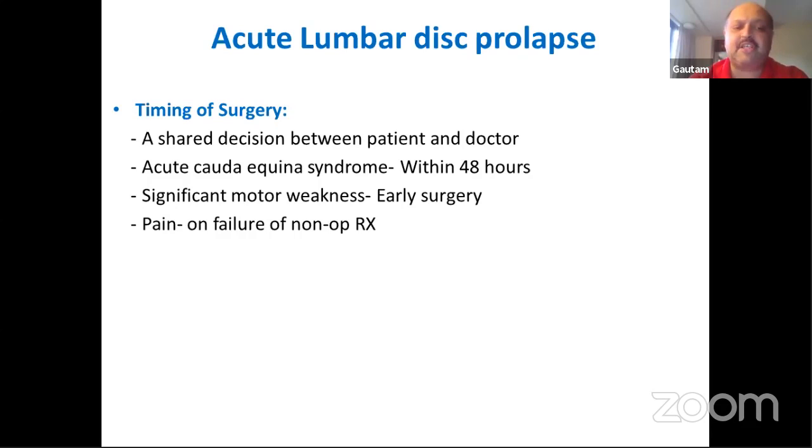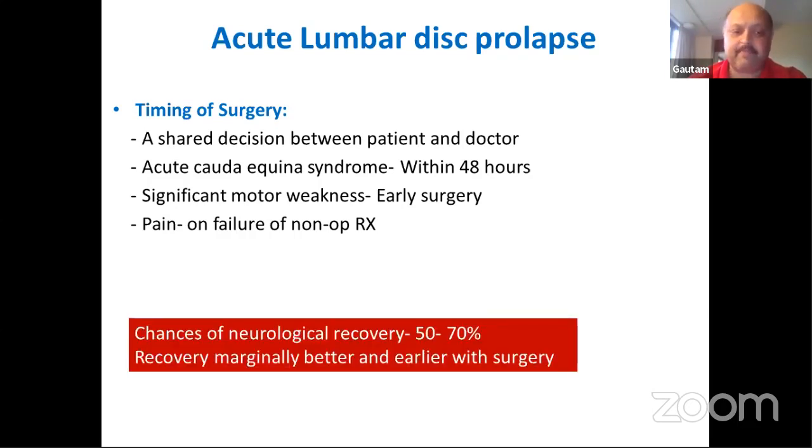For all other patients, operation is done based on a discussion between the patient and doctor. Typically, you wait for about a couple of months with non-operative treatment, and if it then fails, you try to operate as early as possible, because it has been shown that after 9 months, even if you operate, the outcomes of the surgery may not be as good as originally. What about neurological recovery? As Dr. Upendra mentioned, there are papers which suggest that whether you operate or whether you do not operate, the chance of neurological recovery is about 50 to 70%. However, surgery does allow a slightly earlier and better quality of recovery than non-operative treatment.